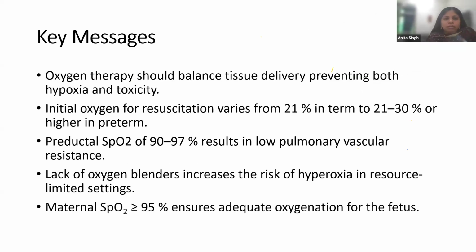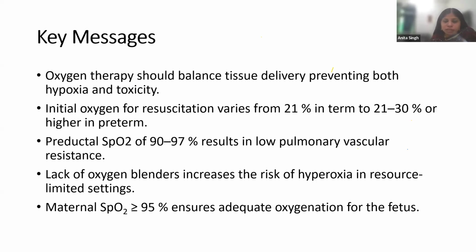So I would conclude the presentation with the points that oxygen therapy should balance tissue oxygen delivery, preventing both hypoxia and toxicity. So the aim should be that the baby should not be hypoxic and there should not be hyperoxia. The initial oxygen for resuscitation varies from 21%, that is room air, in a term baby, and 21 to 30% or higher in babies less than 35 weeks of gestation. A preductal SpO2 of 90 to 97% in case of PPHN helps in lowering the pulmonary vascular resistance. And lack of oxygen blenders increases the risk of hyperoxia.